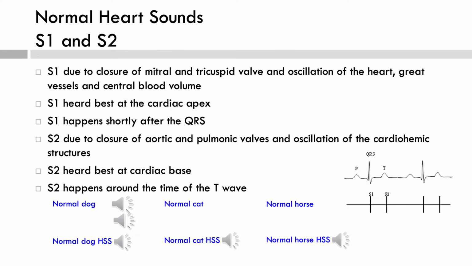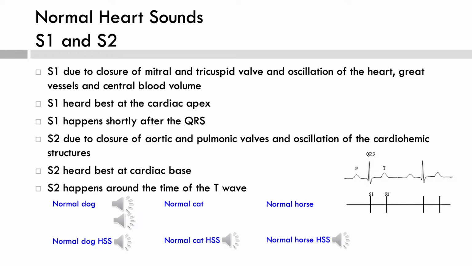Normal heart sounds are S1 and S2. S1 is a result of closure of the mitral and tricuspid valve and oscillation of the heart and great vessels, and is usually heard best at the cardiac apex.